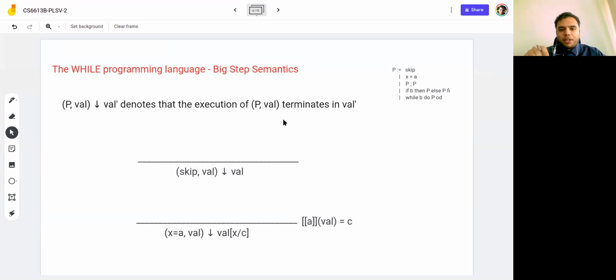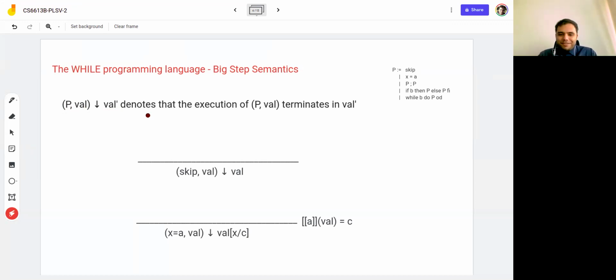But now we can also define big step or large step semantics. This is also sometimes called natural semantics. And the idea here is that we just go all the way and see where we terminate. So when I write this expression, what I mean by it is that if I start executing my program from this state, if I start executing P over the valuation val, it will terminate, and it will terminate in val prime.